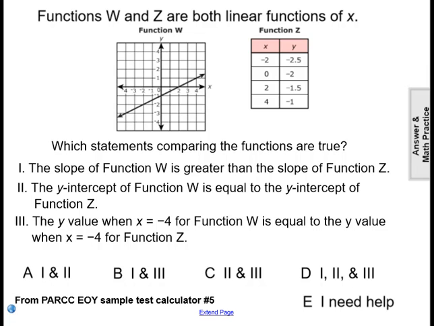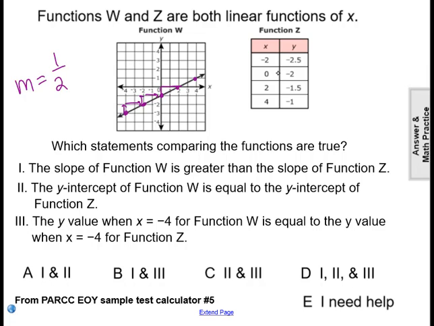So let's find the slopes of both and compare them. To find the slope of function w, we're given a graph, so we can use the rise over run of the graph to find the slope. If I go from point to point on the graph, I'm going up 1, right 2, up 1, right 2, up 1, right 2. So the slope would be up 1, right 2, or 1/2.